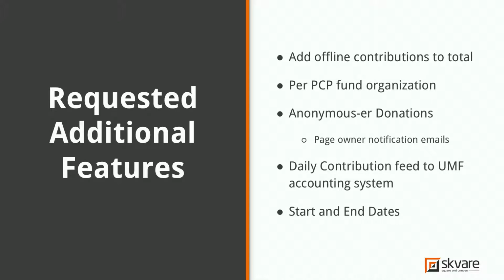They also wanted to add offline contributions to totals. So there was additional functionality. When people would mail in a check or somehow contribute not online, they still wanted to have that recorded and captured in the system. They wanted to have a fund organization, which is more of an accounting feature. And they wanted to anonymize some of the donations. So sometimes people want to give back, but they don't necessarily want to be publicly recognized for that. So how do we handle that?